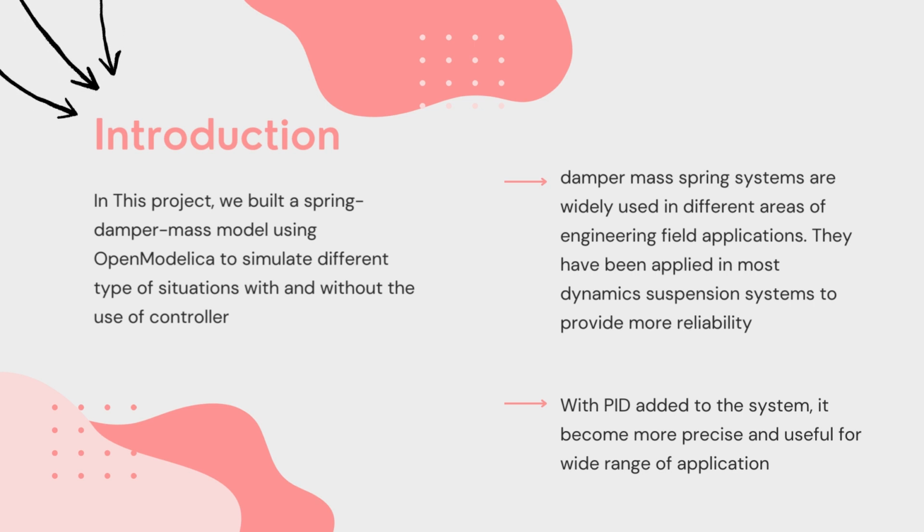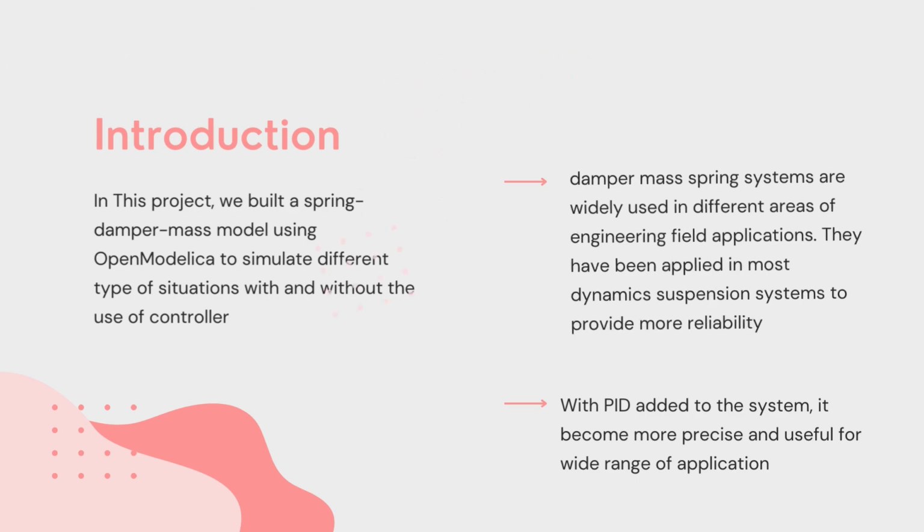Damper mass spring systems are widely used in different areas of engineering applications. They have been applied in most dynamic suspension systems to provide more reliability. With a PID added to the system, it becomes more precise and useful for a wide range of applications.